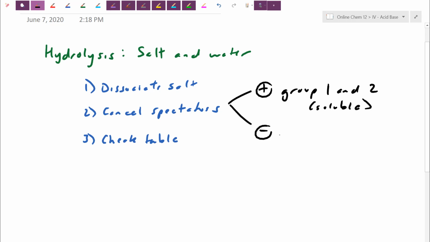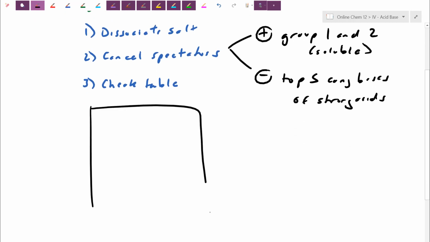For the negative side, we're looking at the top 5 conjugate bases of strong acids. Because you're always going to have your data booklet with you, on the table we have our strong acid section right at the top. We have 6 strong acids. Because they're strong, they're going to have a one-way arrow. We have things like chloride, HSO4-, right? If these are anions and they are the partners of a strong acid, because it's one-way against them, they're going to have no ability to go backwards.